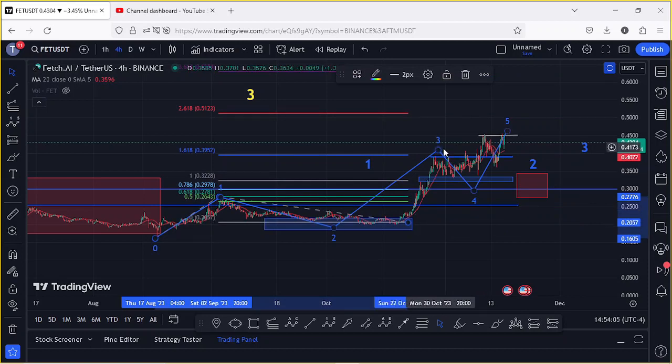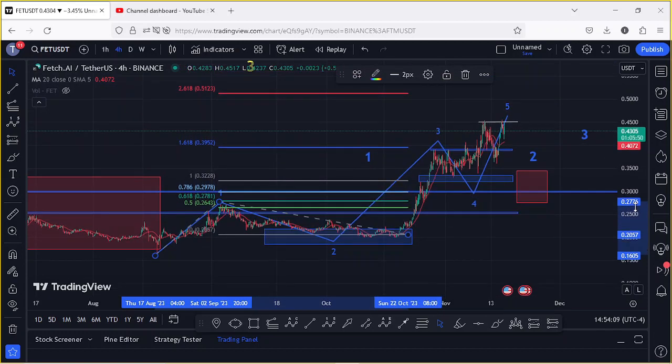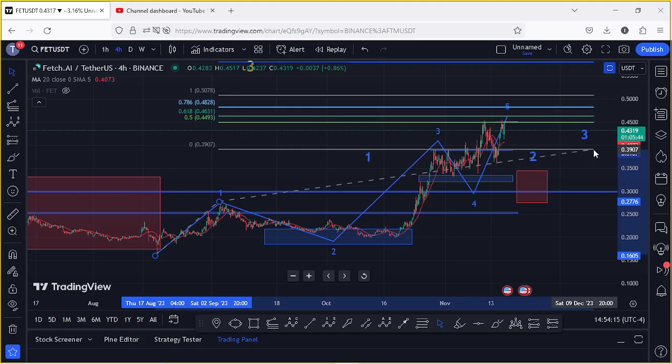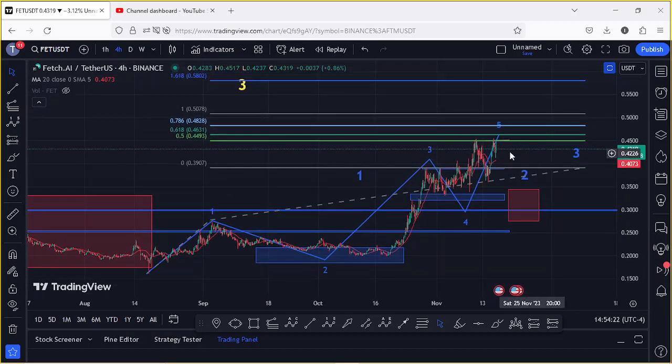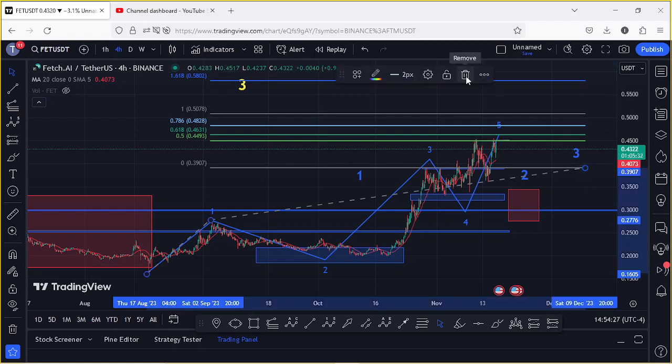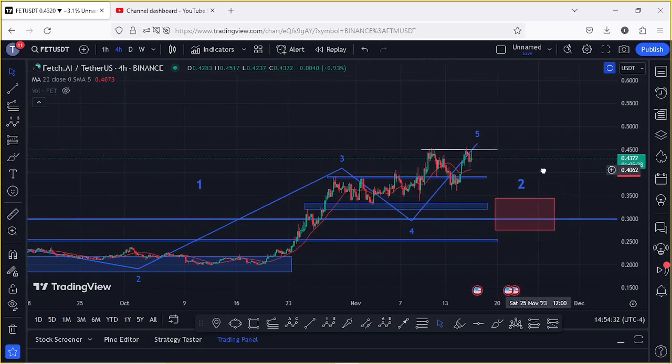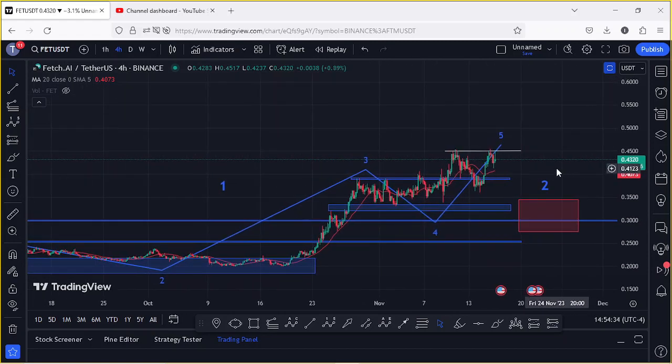We saw a bit of a pullback in the formation of this wave 4, and there are high chances that we are still in the formation of this wave 5, since we have not yet fully maximized the minimum target areas for the wave 5 at the fib level 0.618, and that is above the $0.4631 mark. As a result, this is now suggesting two scenarios that can play out here on the Fetch AI chart in the next coming hours.